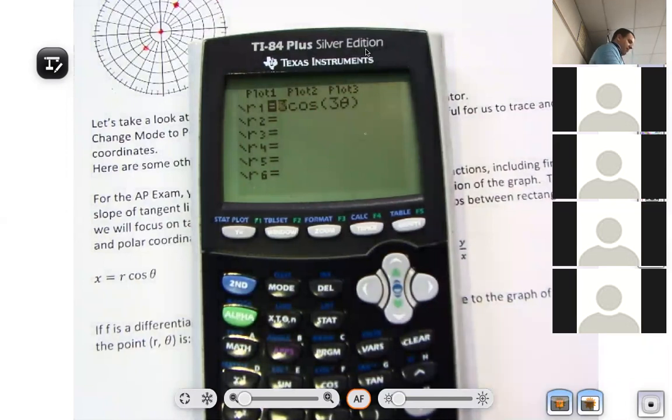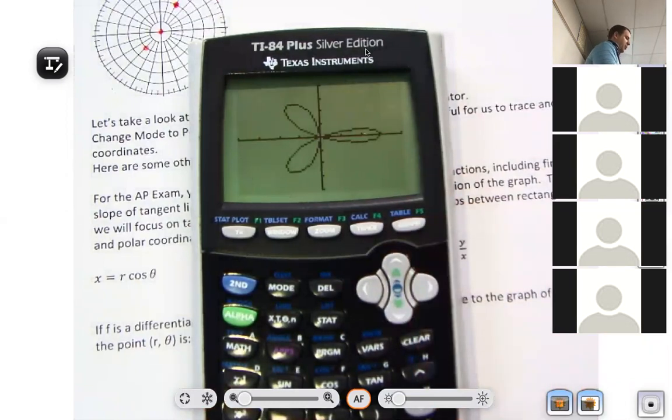And then you push graph. I already kind of changed my window a little bit, but there is a polar function right there. That is 3 cosine 3 theta. You, again, will not have to know how to graph that by hand. I wouldn't, to be honest. So other polar functions that you guys might come across, I'm going to show you some of these graphs.